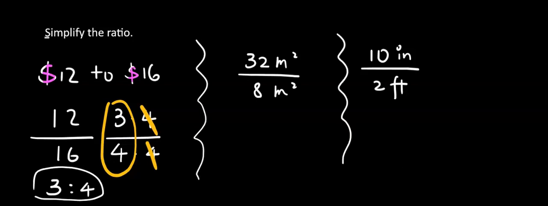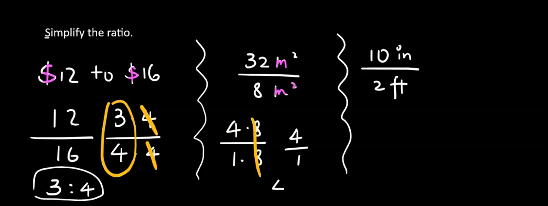We're going to first check the units. Units said square meter, square meter. That's all good. And let's look at 32 is 4 times 8. And 8 is 1 times 8. 8 divided by 8, that is 1. And we have 4 to 1. That is our final solution. You can also write as 4 to 1.